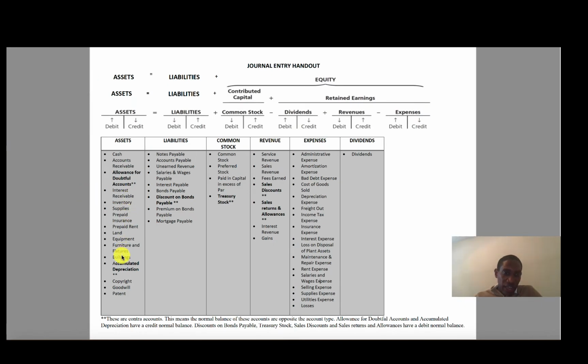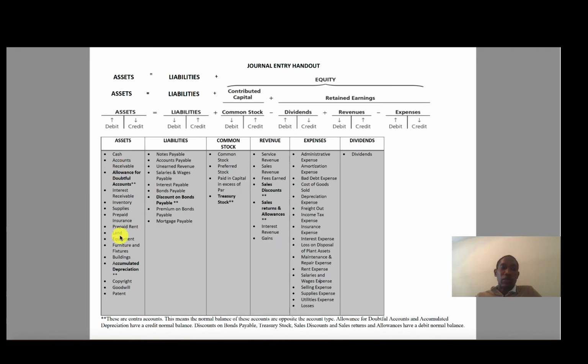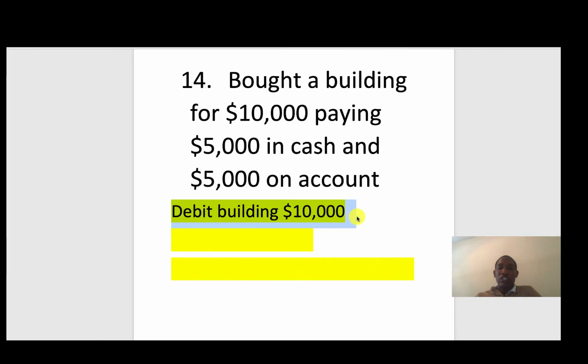Well, we actually have an account that's called buildings, right? So buildings is an asset. What's happening to the asset? It's going up because you purchased a building for $10,000. So we're going to debit buildings for $10,000. How do you know it's a debit? Well, buildings is an asset. It's going up. So I debit buildings for $10,000.